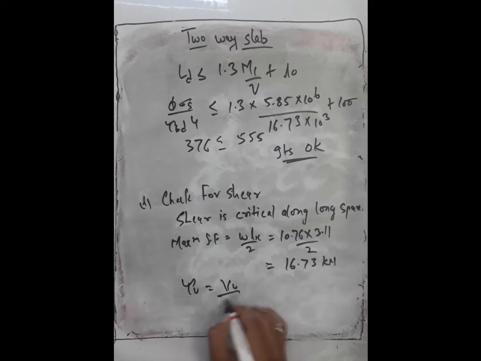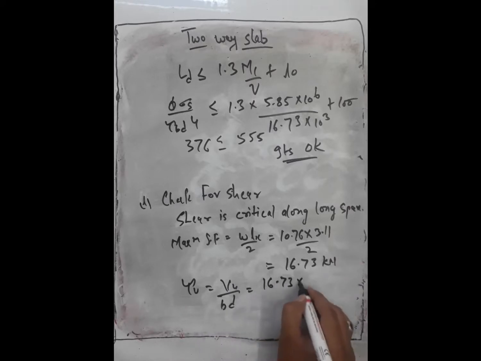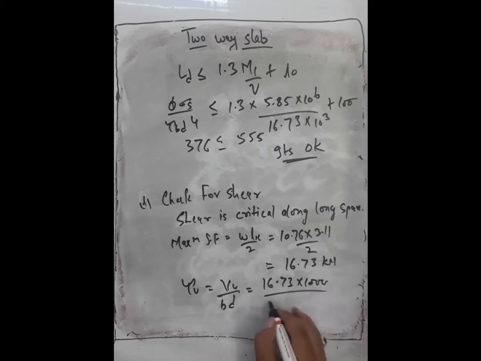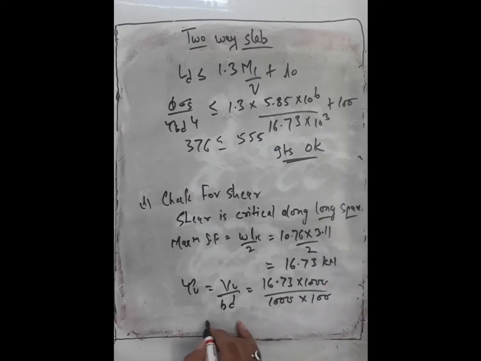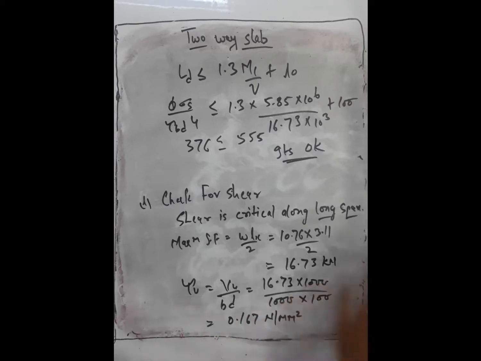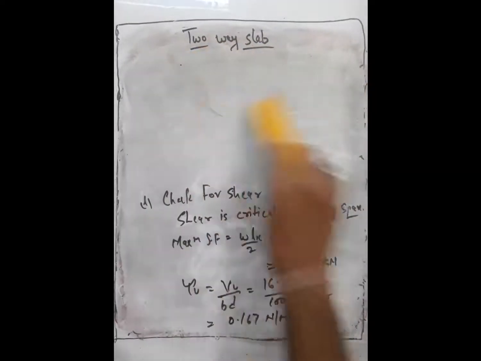Now we have to find tau V. So tau V is equal to VU upon BD, 16.73 into 1000 divided by 1000 into D. D here we have taken as 100 because we are finding for the long span. So here we get 0.167 Newton per mm square.